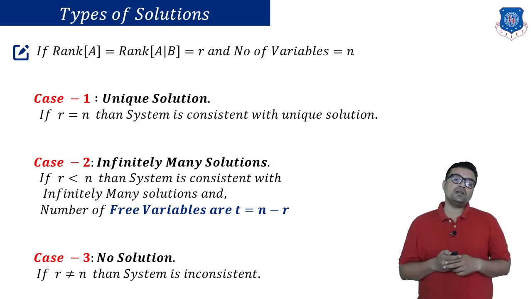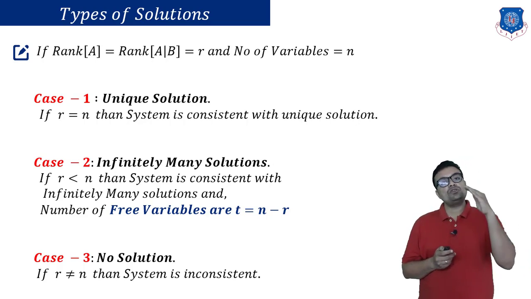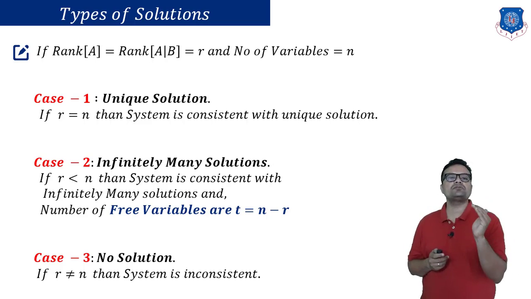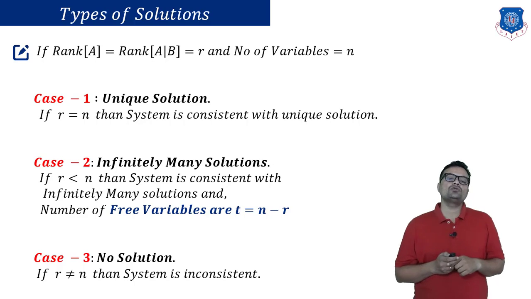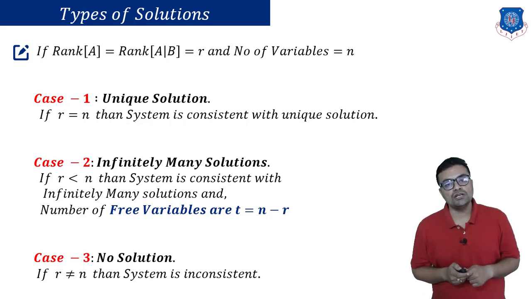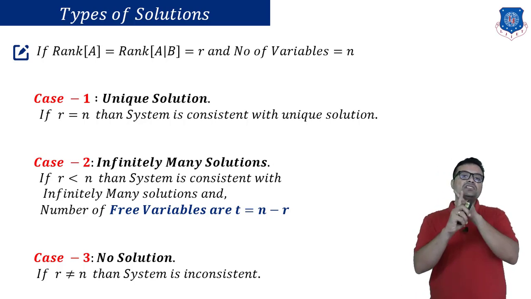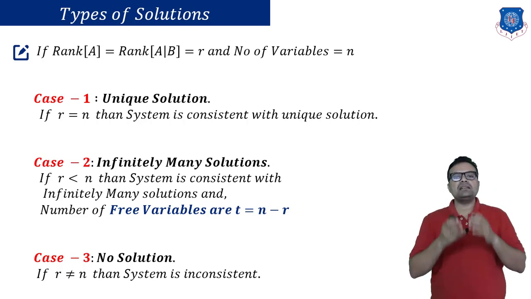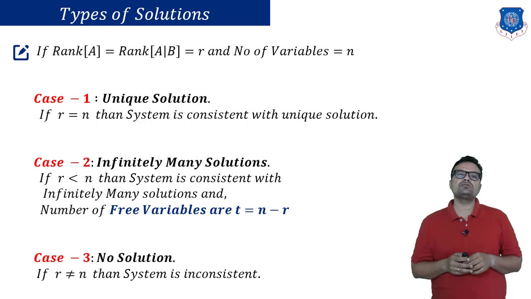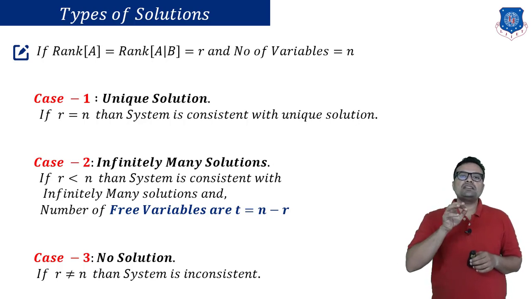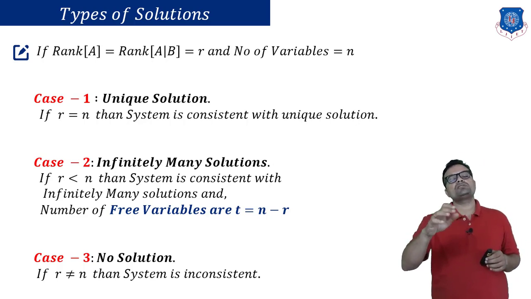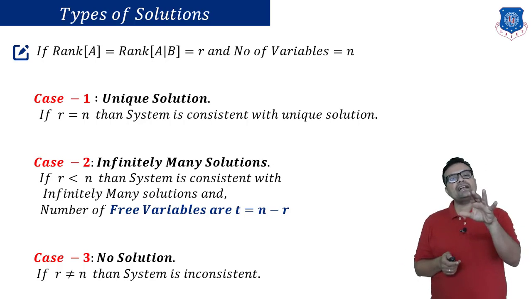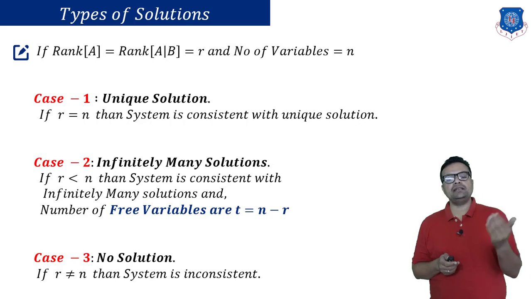Second case, infinitely many solutions. In that case, R will be less than n. The rank of the matrix will be less than n, the total number of variables in the system. This will generate infinitely many solutions. Now what do we mean by infinitely many solutions? It means a solution that is one-dimensional, two-dimensional, or n minus one dimensional. To find the dimension, we need free variables.